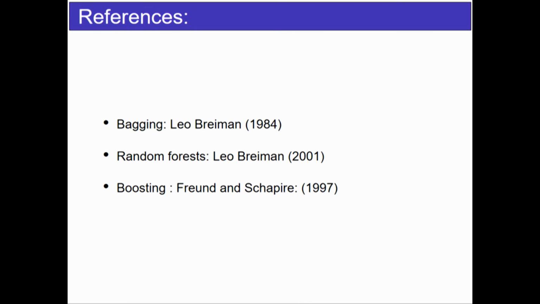As for references, bagging and random forests, Leo Breiman was the person who introduced and popularized both of them. And boosting was introduced in a set of papers by Yoav Freund and Robert Schapire, almost independently, but then they collaborated together in the late 90s. They're classic papers in machine learning.